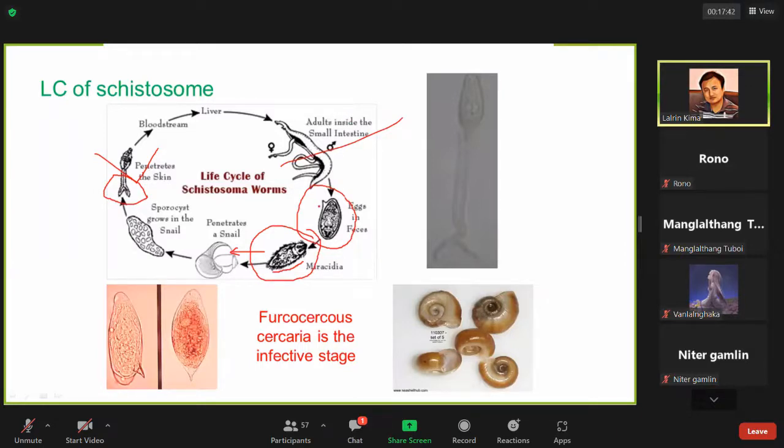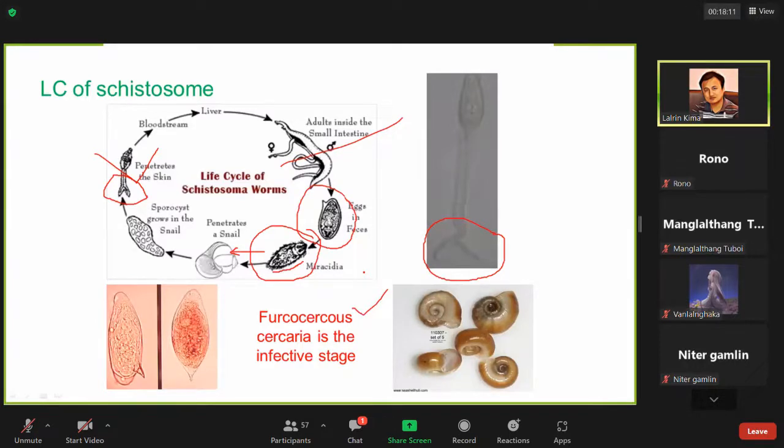instead of an operculum. The miracidium will penetrate the host, the snail. Inside the snail, there will be development of two generations of sporocysts, without redia. Subsequently, the cercaria will escape, which has a bifurcated tail, known as furcocercous cercaria. Mark it, mark it.